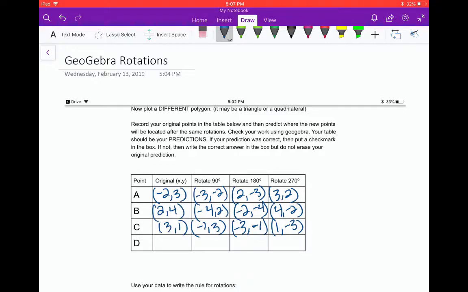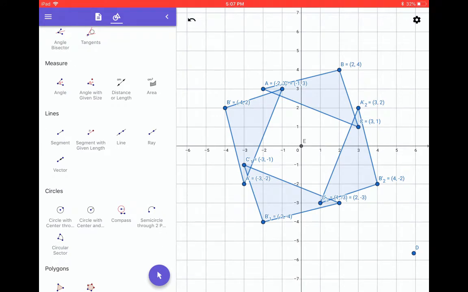All right, so I'm going to review with you the rotations activity in GeoGebra and make sure you understand the patterns here. What I've done is create a polygon. I did a triangle. You should have done a triangle or a quadrilateral, either one. And I've rotated this triangle 3 times, 90 degrees, 180 degrees, and 270 degrees. That's all in the counterclockwise motion.